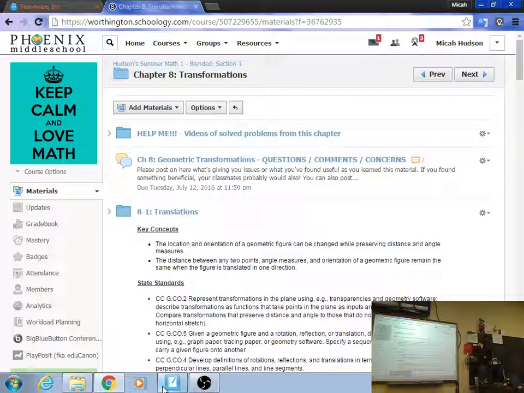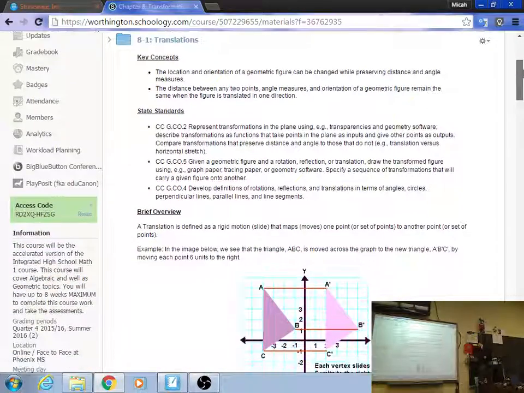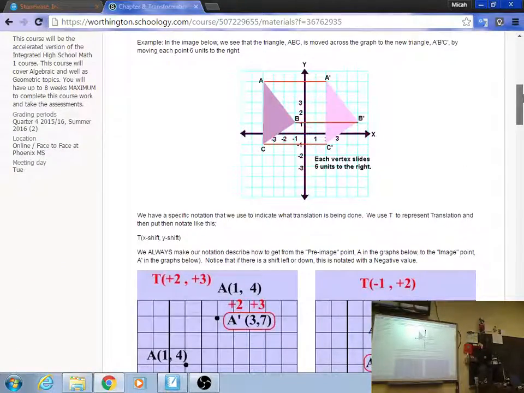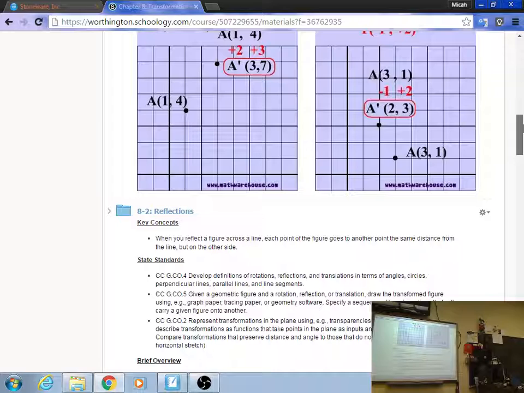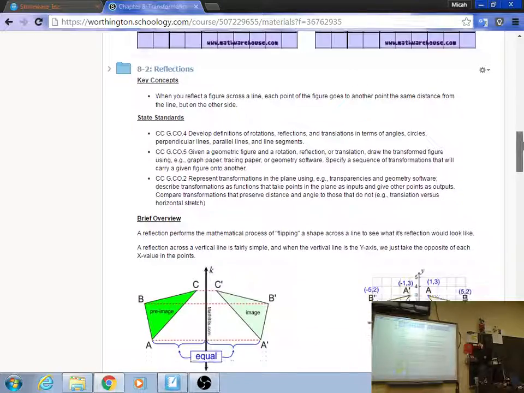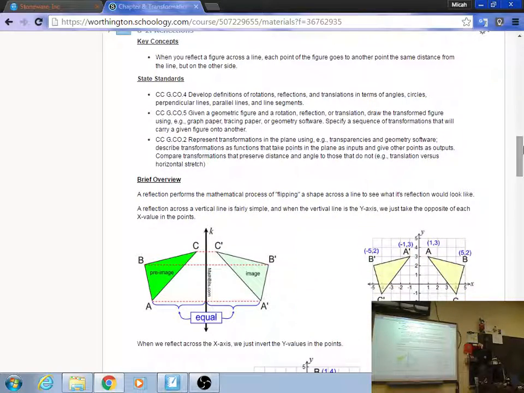Questions from 8. Anything from 8.1 dealing with just translations. How we shift things horizontally or vertically or both. Any questions from 8.2 dealing with reflecting? It's easiest if you go straight over the x-axis or straight over the y, but you can reflect on any line. You can even reflect on diagonal lines. It makes it a little bit harder.